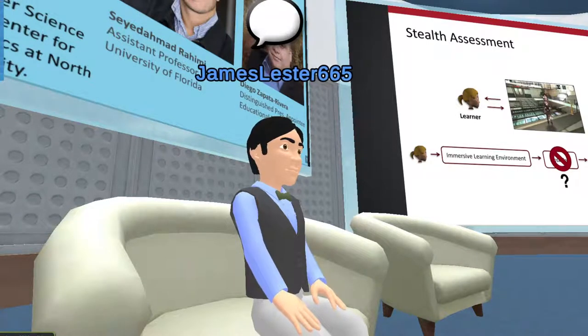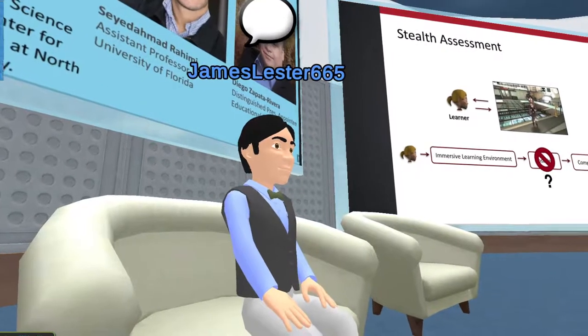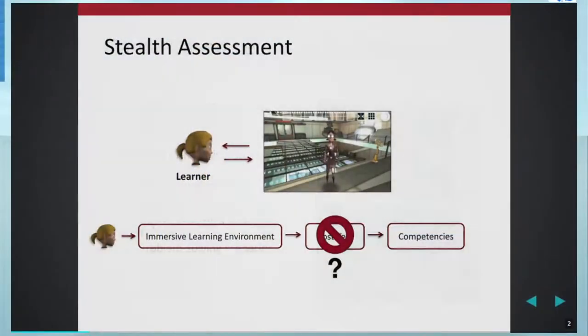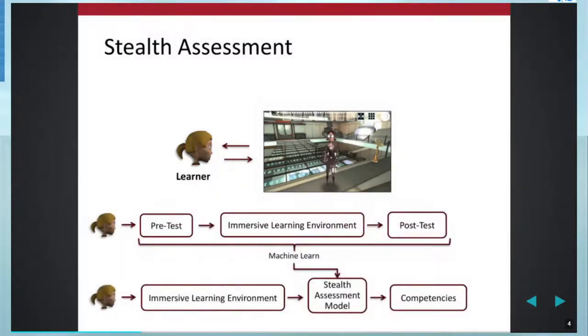Now we've got a learner. The learner is engaged, let's say, with this interactive learning environment, which I'll talk about in a moment. And you can imagine that my slide automatically advanced by itself. You can imagine that the environment is instrumented in a way to be able to automatically measure student competencies. Well, that would be great. So you could apply a pre-test and a post-test. On the other hand, you could machine learn a self-assessment model that would be embedded in the narrative-centered learning environment, and then use this to automatically infer student competencies.